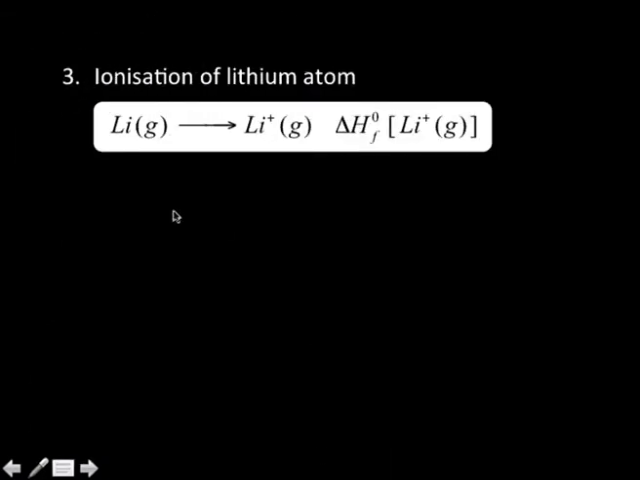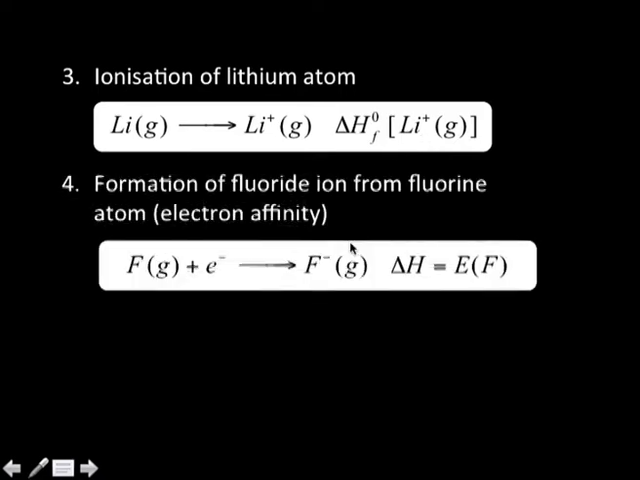The third step is that we have lithium gas here, so we ionize that and get a lithium ion. The enthalpy change here is nothing but the ionization energy. And then we look at the fluorine; we need to make fluoride ion. So, we take a fluorine atom, give an electron to it and make it a fluoride ion, and since this involves capturing of an electron by an atom, the associated energy change is the electron affinity.